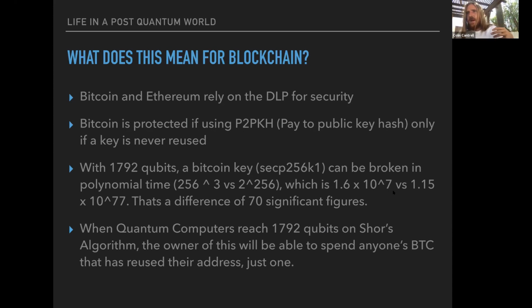Okay, that's 3 or 4 billion cycles per second. So when we're talking about 1.6, if we have this really slow quantum computer running at 1 megahertz, it would break a Bitcoin key in 1 second. One second. Yeah, it's really bad.